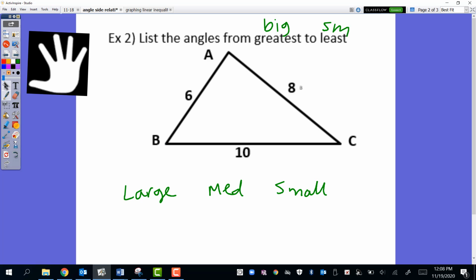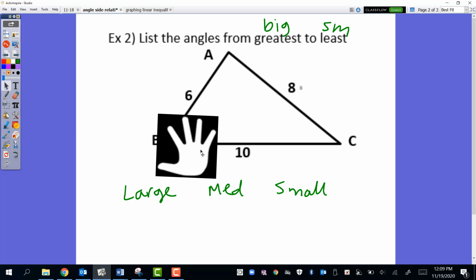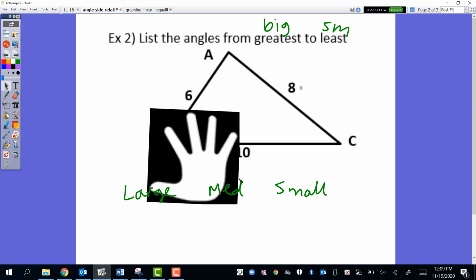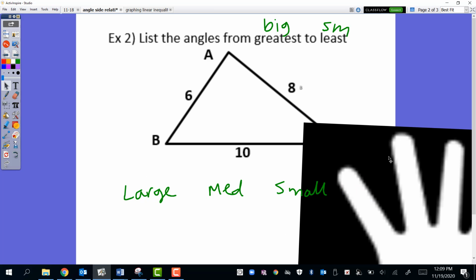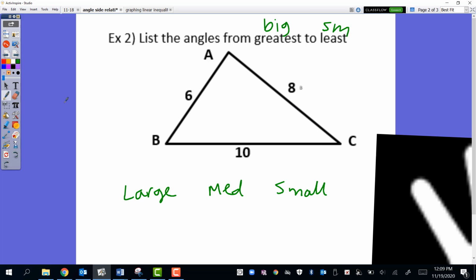Great. So when I look at these sides, which side is the largest side? Well, I can see that the largest number is 10. So I need to cover up that 10. Now you should cover up the whole thing, so I've got to make this hand really big, so I cover up all of that side. What angle do I see? The only angle I see is angle A. So let me move this off to the side. The angle across from 10 is A, so I'm going to put angle A. That's going to be my largest.